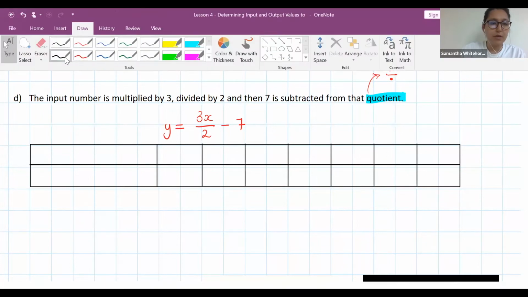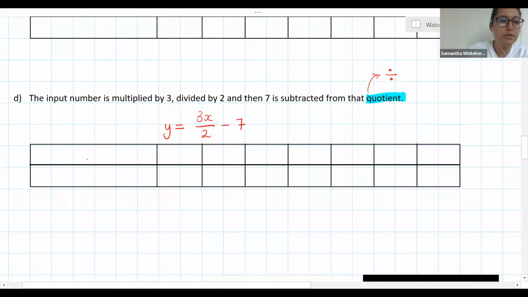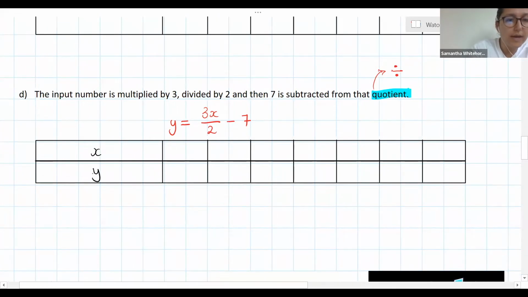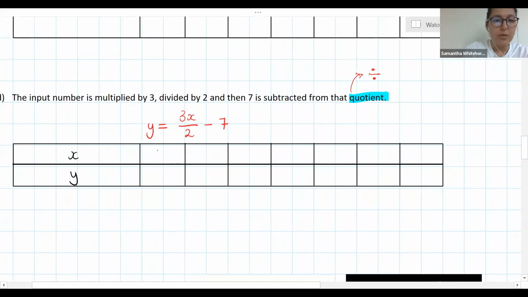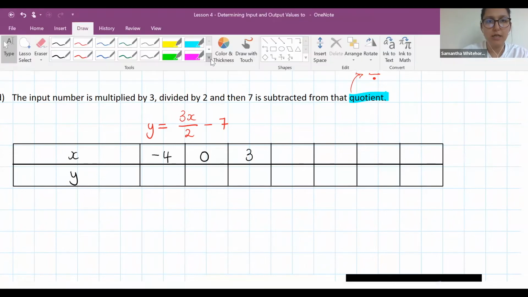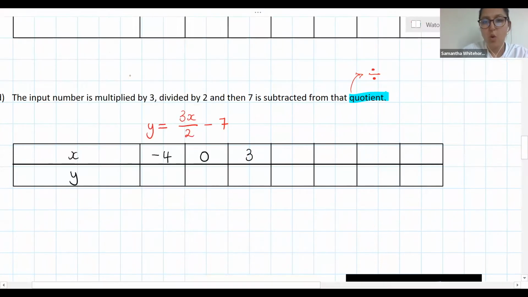So again, I'm going to give you some inputs. I'm going to be a little bit mean, but it's all right. X and Y. So let's do inputs of -4, 0, 3, and then I'm going to put a little star here to give you a bit of a challenge. What if I gave you an output rather than an input? So I'm going to tell you that your output is -4. I'm asking, what is your input?